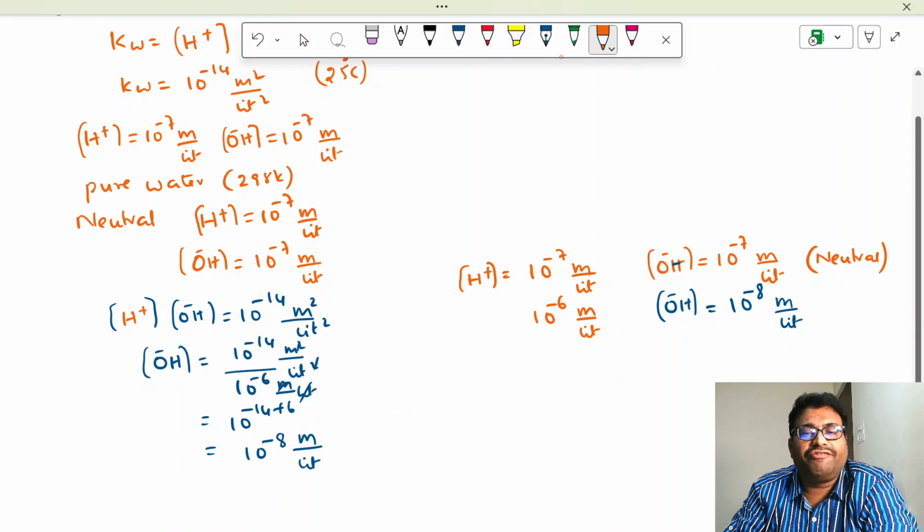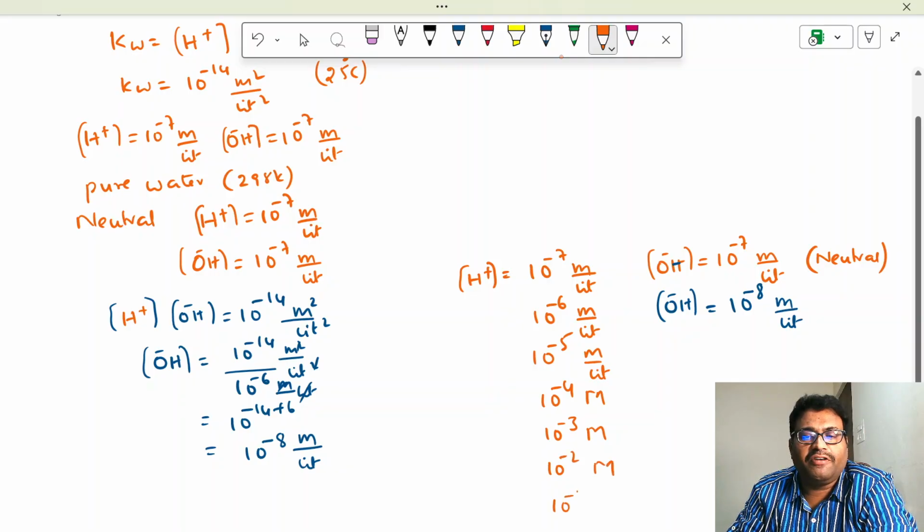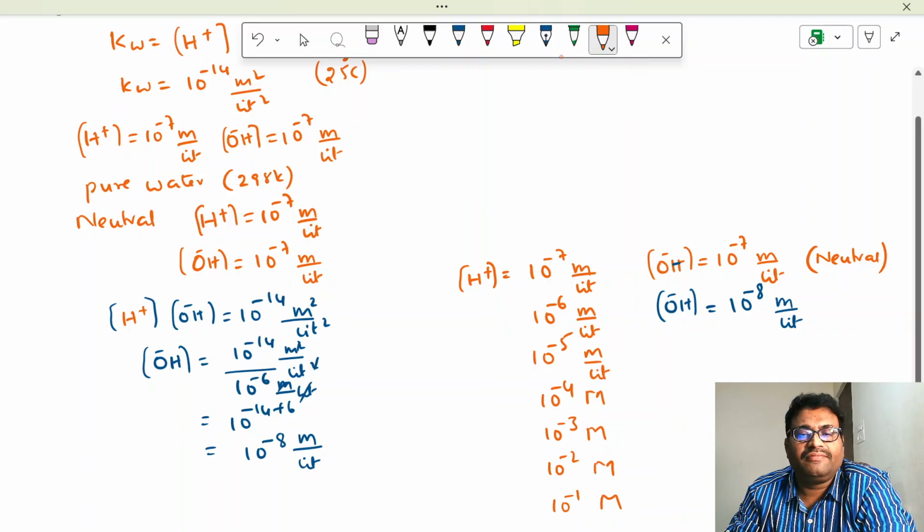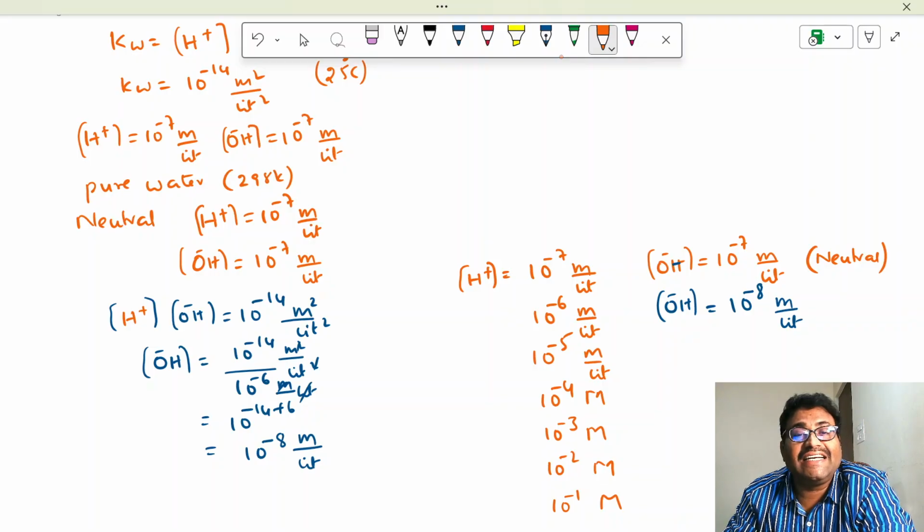Okay. So if you go on increasing H plus ion concentration, let me increase it to 10 power minus 5 moles per liter, or 10 power minus 4 capital M, 10 power minus 3 capital M, 10 power minus 2 capital M, 10 power minus 1 capital M. So these are 10 power minus 6, 10 power minus 5, 10 power minus 4, 10 power minus 3, 10 power minus 2, 10 power minus 1. All these are greater than 10 power minus 7. That means all these solutions are acidic in nature.